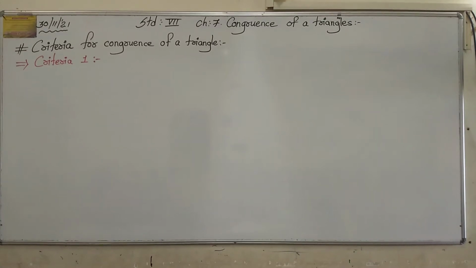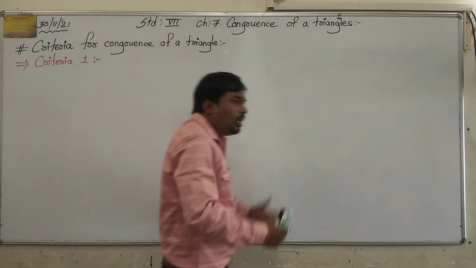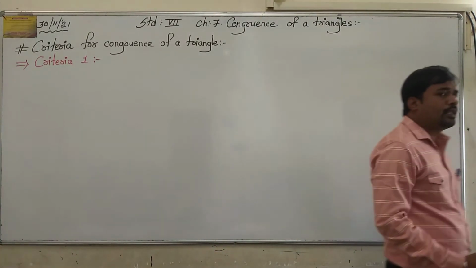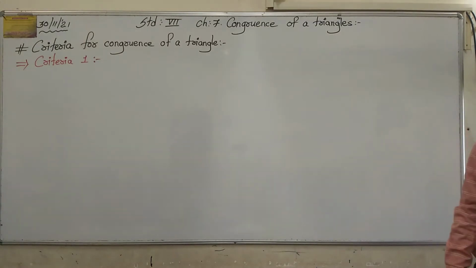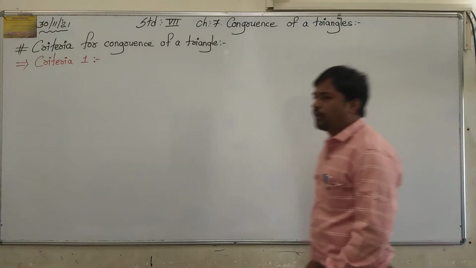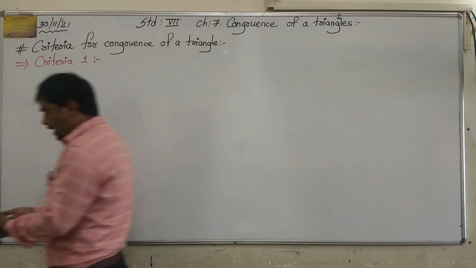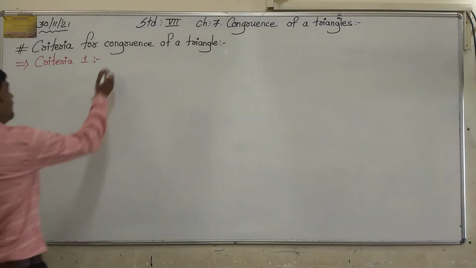So good morning. Moving further with chapter 7, congruency of triangles, in that we are going to learn about criteria for congruency of triangles. So what are the criteria? Under which criteria can we say that the given triangles are congruent? For that we are going to learn our first criteria, that is SSS.